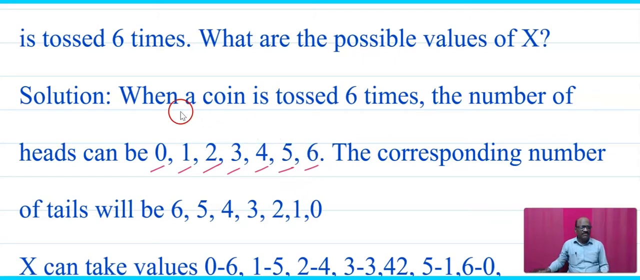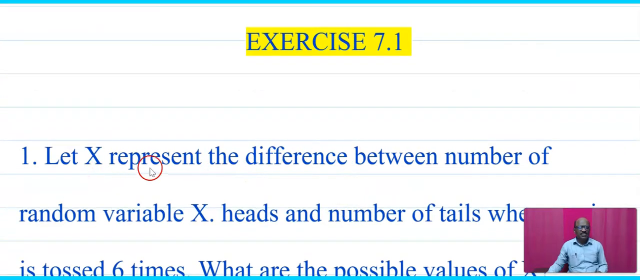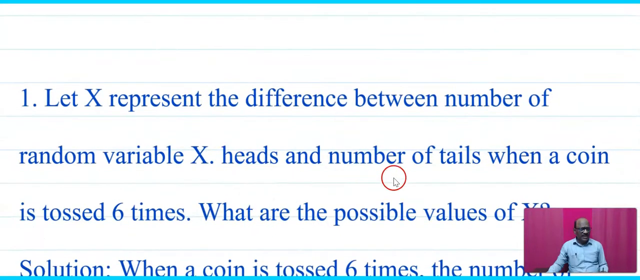Therefore, when a coin is tossed, let's say 6 times, the number of heads can be 0, 1, 2, 3, 4, 5, 6. The corresponding number of tails: when there are 0 heads, there are 6 tails, then 5 tails, 4 tails, 3 tails, 2 tails, 1 tail, 0 tails. We require the difference. X represents the difference between the number of heads and the number of tails when a coin is tossed.